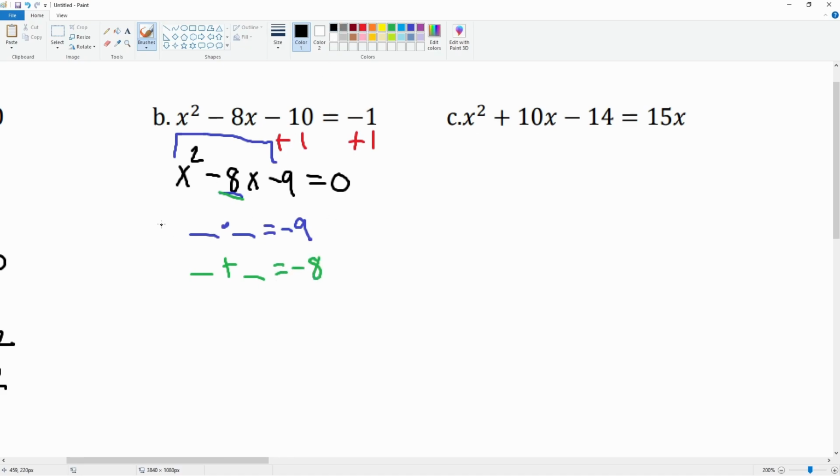Those two numbers here are, let's see, 1 and 9. The negative is on the 9. 1 times negative 9 is negative 9. 1 plus negative 9 is negative 8. That's good. We want to divide by that term in front, which is just 1x. So the factors are x plus 1 and x minus 9, and that equals 0.